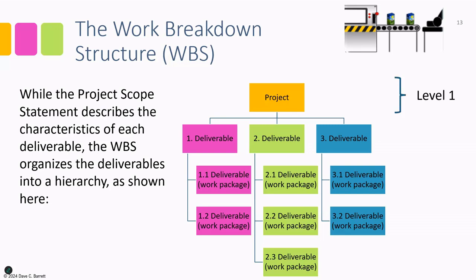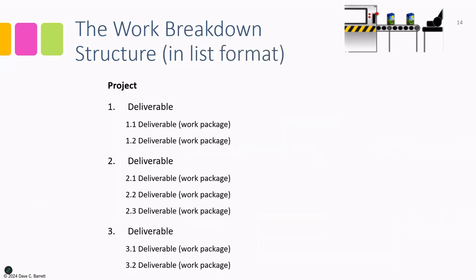So the top level is level 1, the project. The next level is the high level deliverables. That's level 2. And then the next level is the breakdown of the high level deliverables into sub deliverables or work packages. Now, some work breakdown structures can go down another level of breakdown, but we're going to stop at level 3. A work breakdown structure can also be shown in list format.